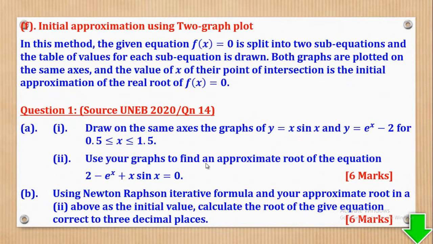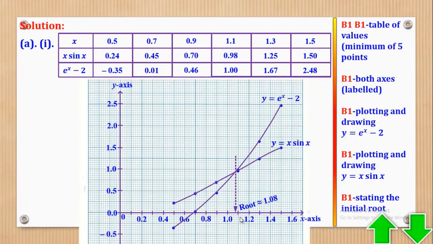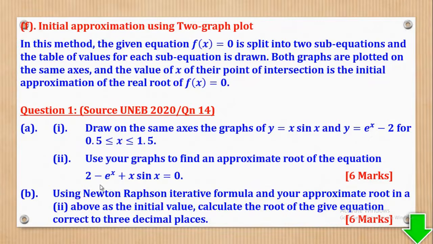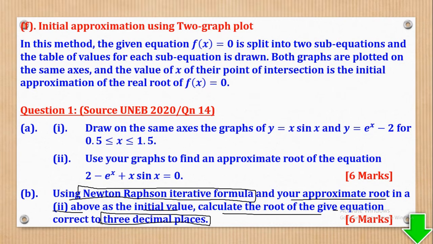So Roman 2 says use your graph to find an approximate root of the equation. You have already seen it. It is this value, which is 1.08. Note that we're using the approximation sign. Then part B says using the Newton-Raphson iterative formula and your approximate root in A above as the initial value, calculate the root of the given equation, correct to 3 decimal places.